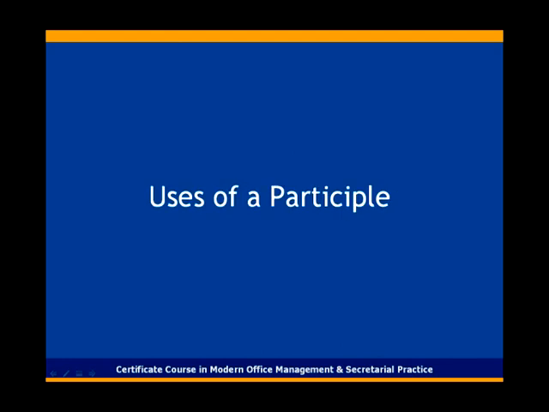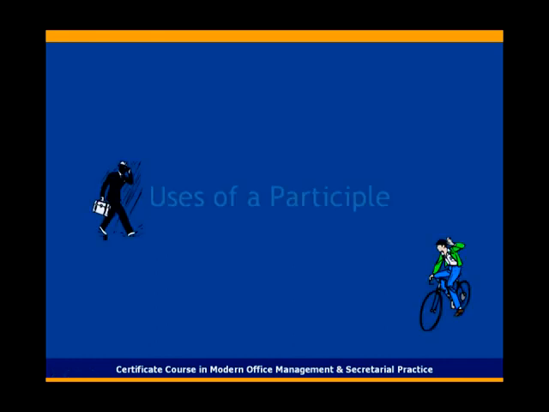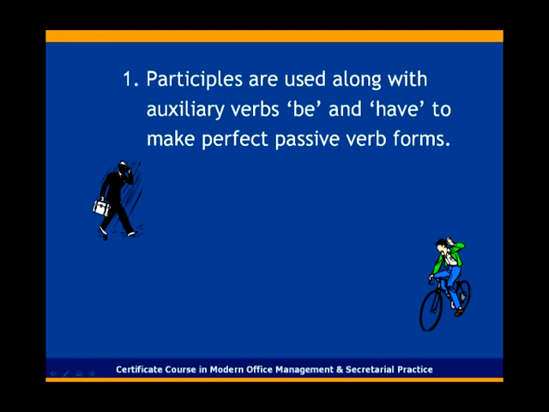Let us now look at the uses of a participle. Participles are used along with auxiliary verbs be and have to make perfect passive verb forms. Think about what you know about the perfect tenses. Now think about what you know about not being active, that is, about not happening now. Let's look at these examples.